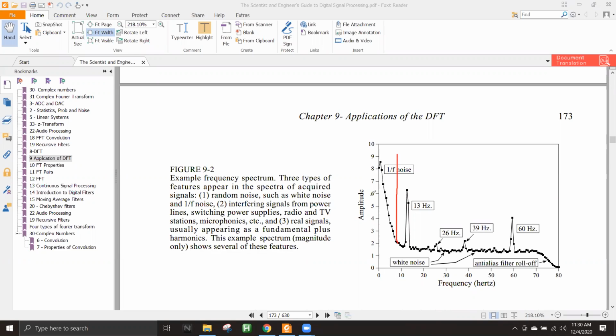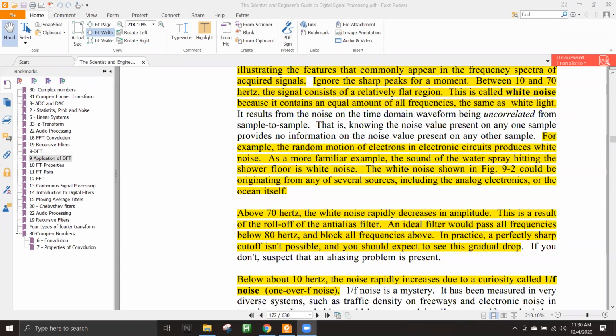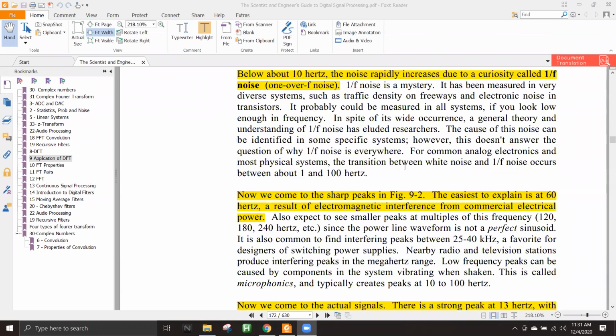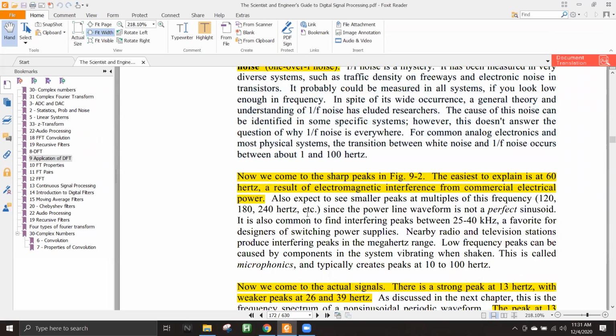This is called the 1 by f noise, and it is still not understood why this kind of noise is found in electronic systems. There are lots of speculations, and you can go through this particular paragraph and see, but it won't give you any definitive idea that this is the reason for 1/f noise. So it is still a mystery.